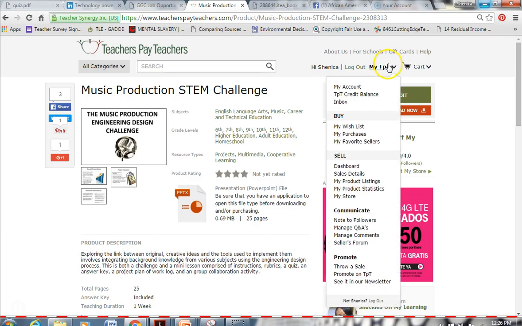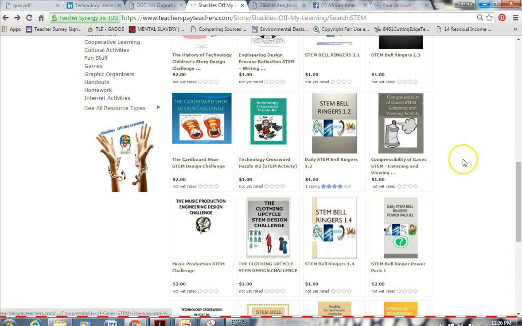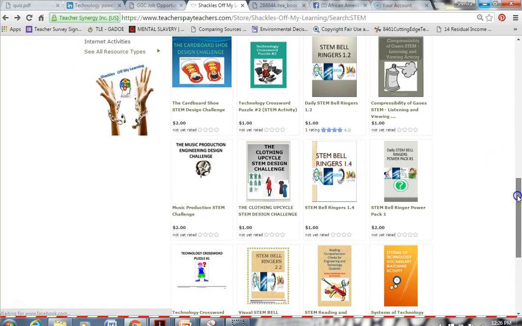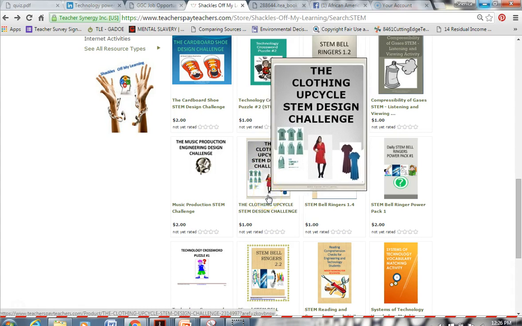And this is just an example of one. In my store, I also have another one. I have so many. Each day I add different things, depending on what I might have experienced, or when I come up with an idea, or I could be reading something and say, okay, this is a good project. For example, the clothing upcycle STEM challenge. And I'm not going to open all of them.